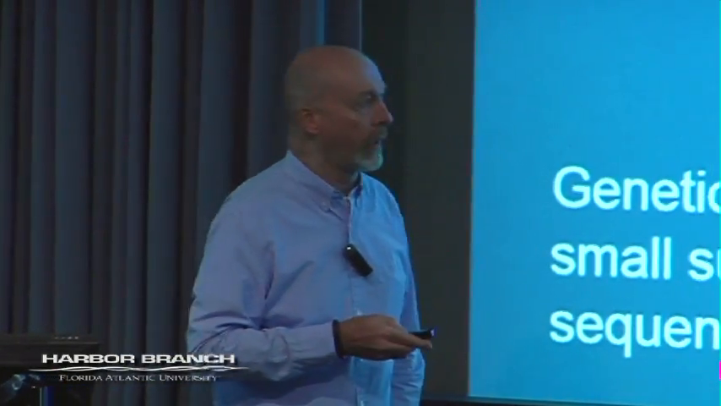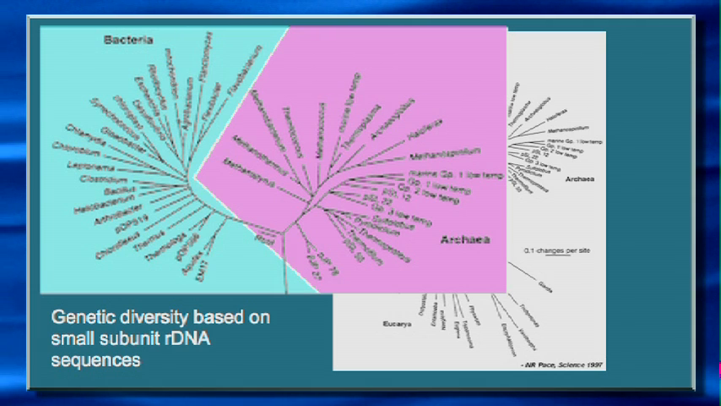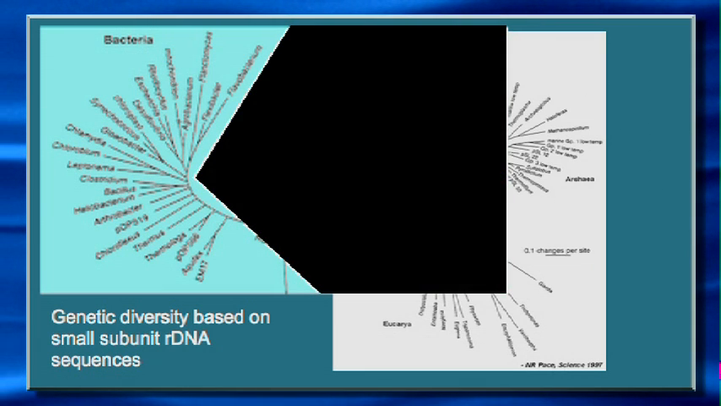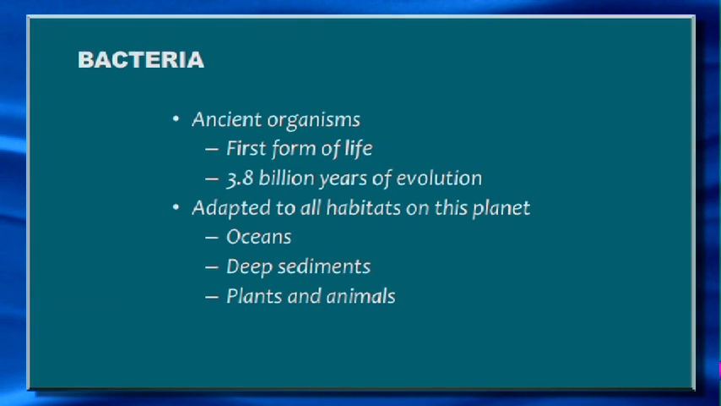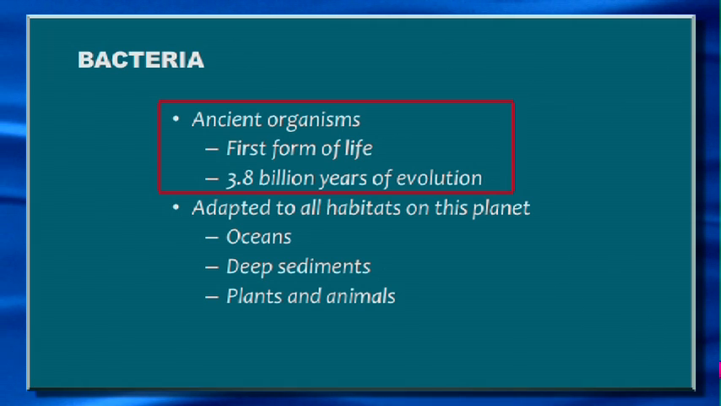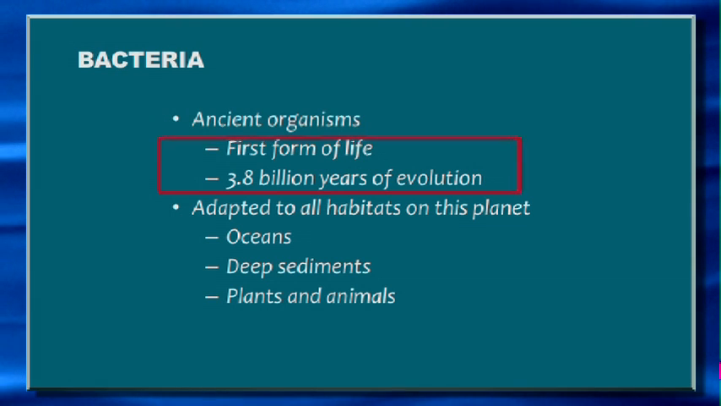One day I'll give a talk about them. But we're talking today about the bacteria. And you can see just from this tree how diverse bacteria are. Bacteria are very ancient. They were the first form of life on this planet. So they've had something like 3.8 billion years to evolve. And they have evolved to inhabit all the niches on this planet.